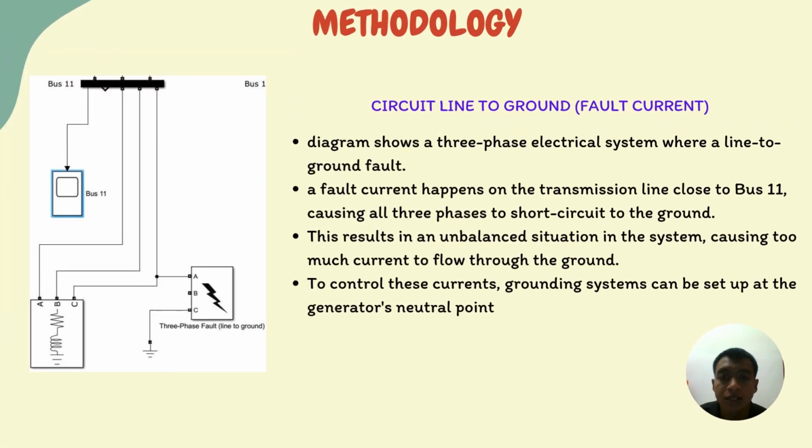From the left, we can see the diagram of the circuit line to ground when the fault current occurs. The main point of this diagram is to show the line to ground fault at bus 11, which creates a direct short circuit for all three phases to the ground. Therefore, this can lead to high fault currents, which can be harmful for electrical equipment and disrupt our circuit system operations. So, we need to improve the grounding system, which can help manage fault current while maintaining the sensitivity for protective relays.